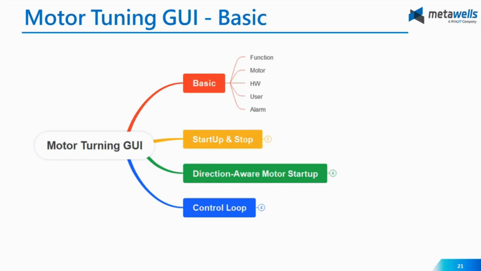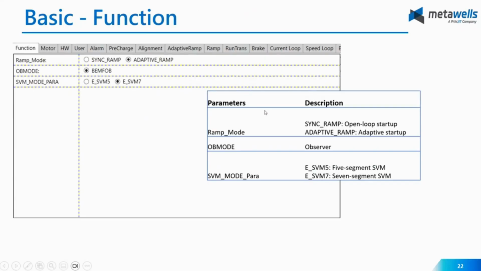Okay, let's start with the basic block of the motor tuning GUI. This session includes the following key components, such as function and the motor, HW means hardware, and user and the RAM. Okay, let's go back to the tuning window.